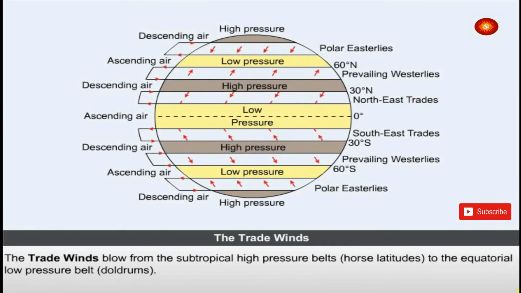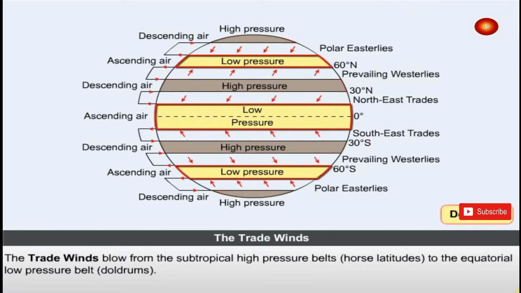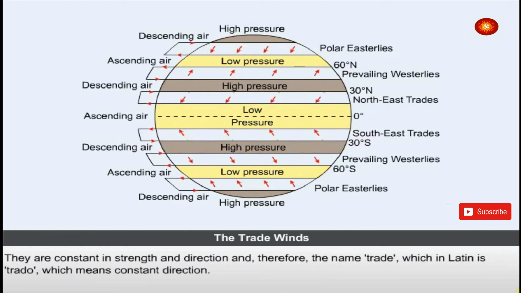The trade winds blow from the subtropical high-pressure belts, horse latitudes, to the equatorial low-pressure belts, doldrums. They are constant in strength and direction, and therefore the name trade, which in Latin is trado, which means constant direction.